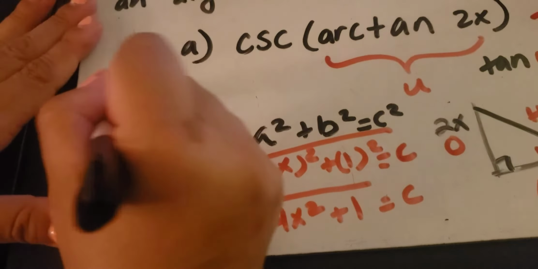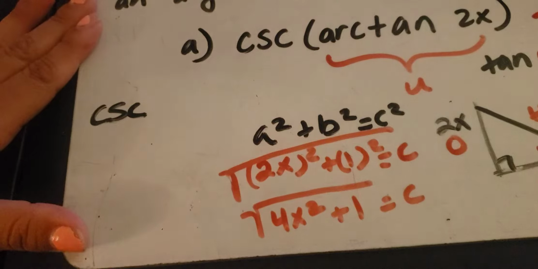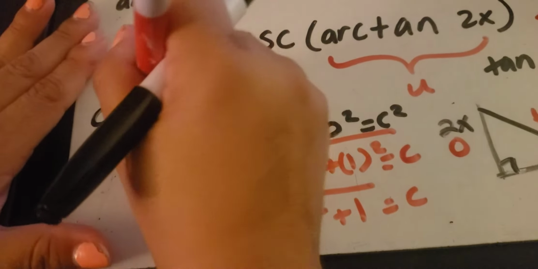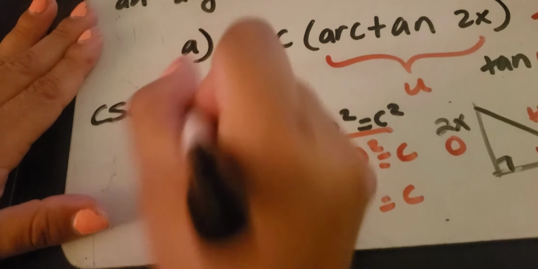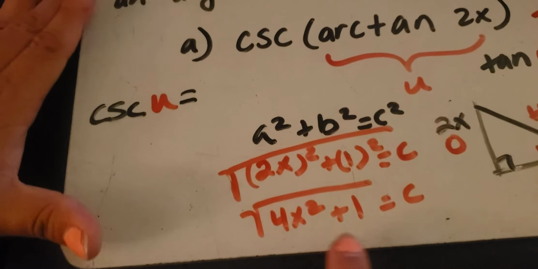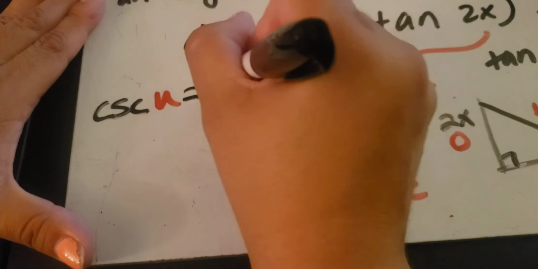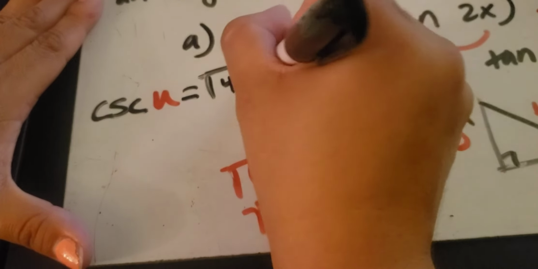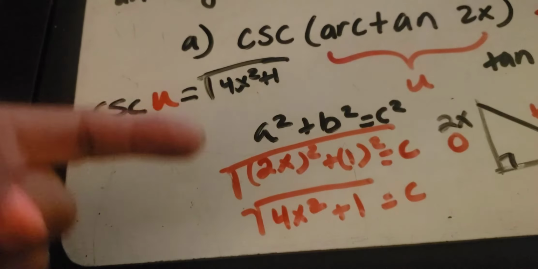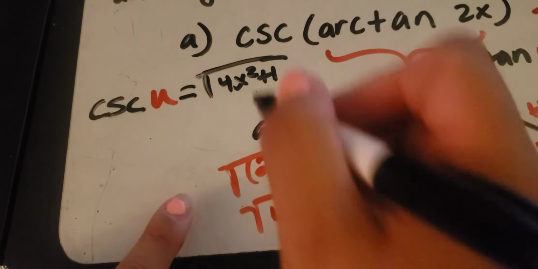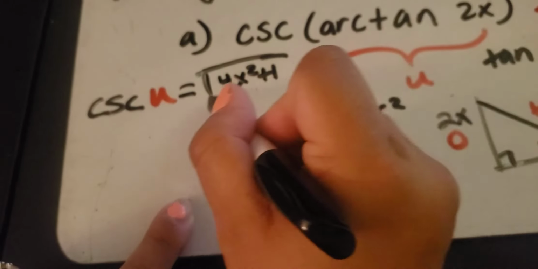So cosecant of u equals hypotenuse, and remember this is our hypotenuse right here. So square root of 4x squared plus 1 over opposite, okay? And opposite is 2x.